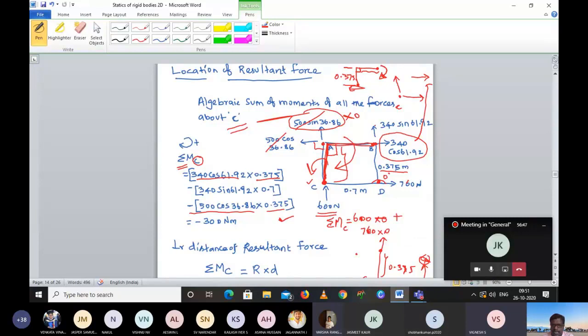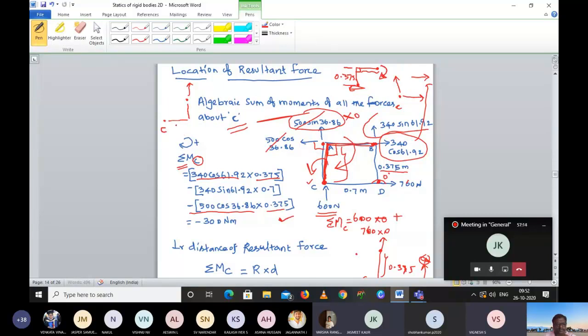Okay, fine. What about the last, another one? Another one we are having 340, and again, please listen to me. I am taking from here. So from C point, another force is here, that is your 340 sin 61.92. Now whether I have to take this distance or this distance, that is my question.